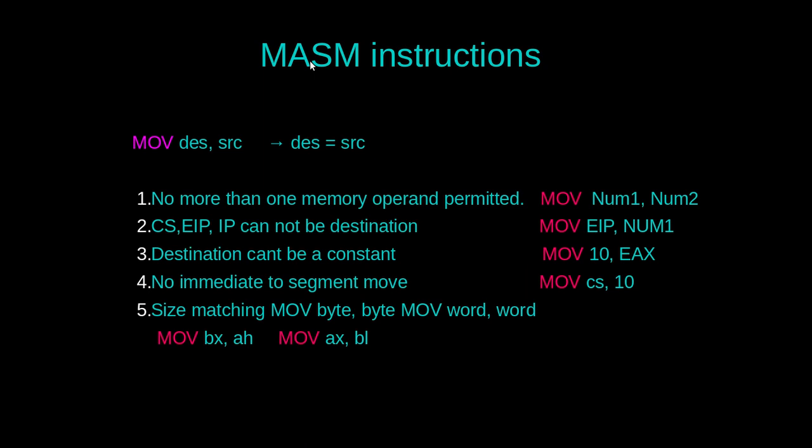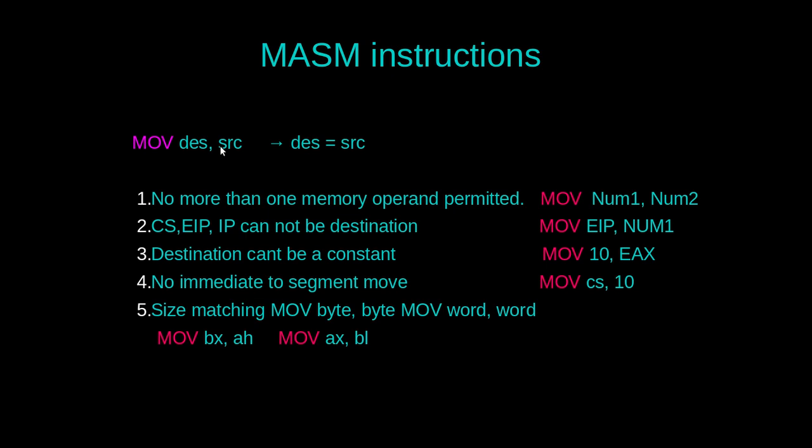MASM instructions. Those are really important to know. If we don't know the instructions, we're not going to know how to use them. So we have the move instruction. Move source to destination. So I'm saying whatever I have in the source is copied to the destination. Those are my operands, which we talked about at the beginning. It can be a register, memory location, or constants.